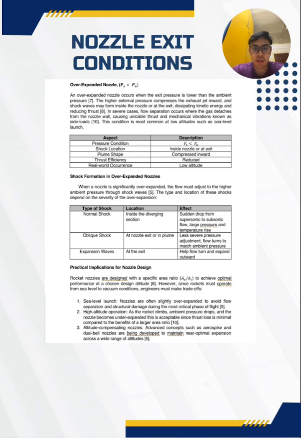For a practical nozzle design, engineers must make trade-offs since rockets operate from sea level to vacuum. At sea level, nozzles are slightly over-expanded to avoid flow separation and structural damage. At high altitude, the nozzle becomes under-expanded, but this is acceptable since thrust loss is minimal. Finally, advanced concepts like aerospike and dual-bell nozzles are being developed to maintain near optimal expansion across all altitudes, solving the over-expansion problem entirely.